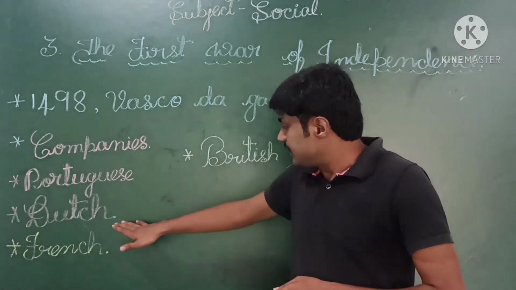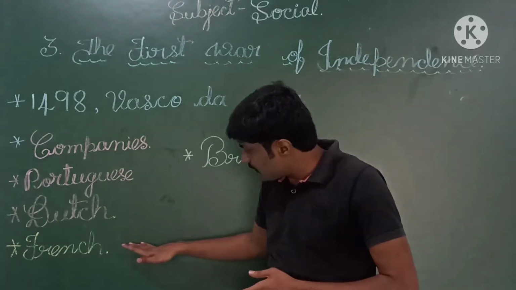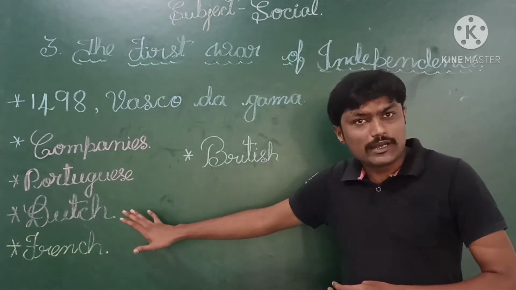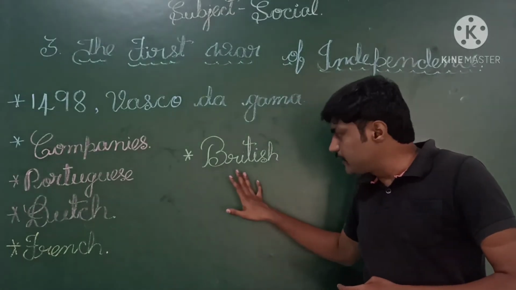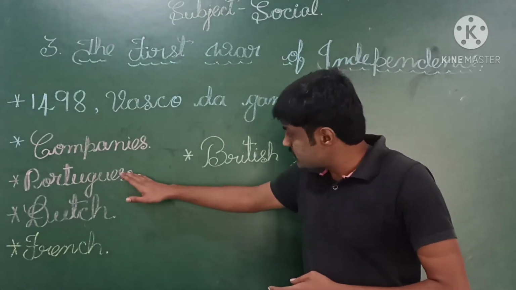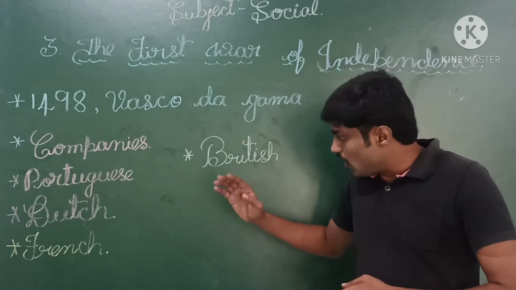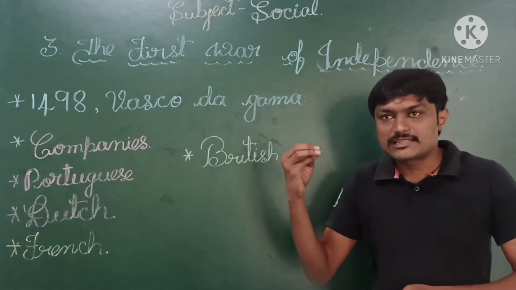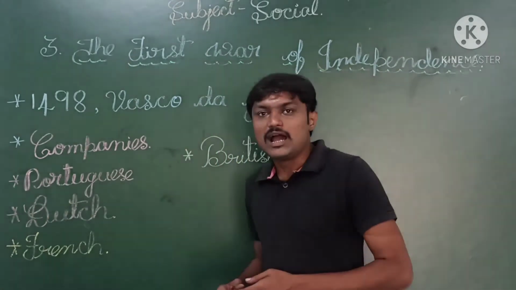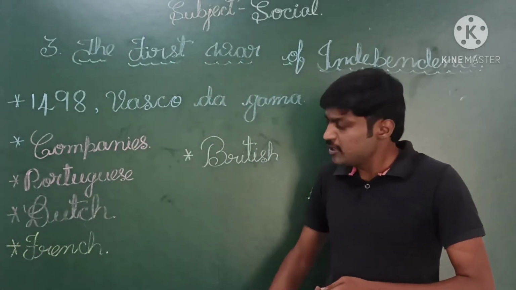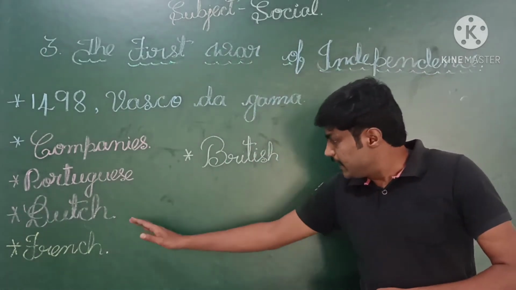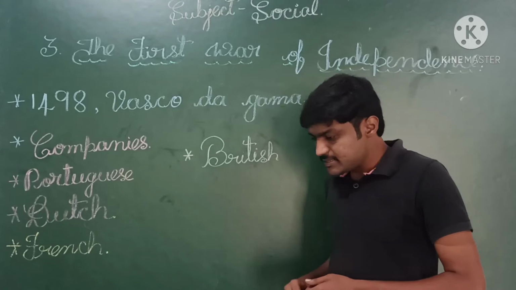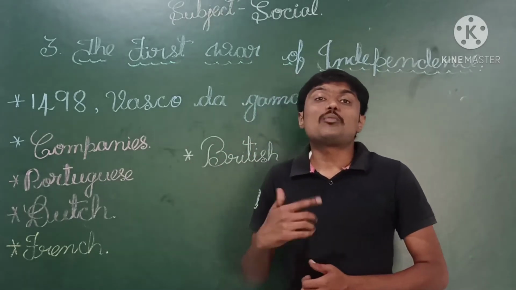And next, the Dutch, French and British. The Dutch and French were also foreign trading companies, which provoked the British to come to India. The Portuguese started trading centers in our country. After that, seeing the Portuguese, the Dutch and French also came to India and started their own trading centers. Seeing these two countries, the British got interested in India. In the last class itself, I said that British means European people.